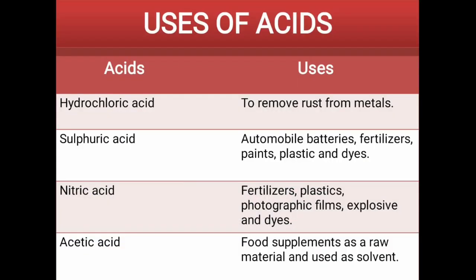Here comes some of the uses of acids. Hydrochloric acid is used to remove rust from metals. Sulfuric acid is used in automobile batteries, fertilizers, paints, plastic, and dyes. Nitric acid is used in fertilizers, plastics, photographic films, explosives, and dyes. And acetic acid is used as a food supplement, as a raw material, and as a solvent.